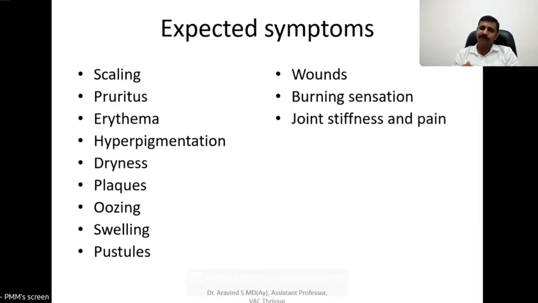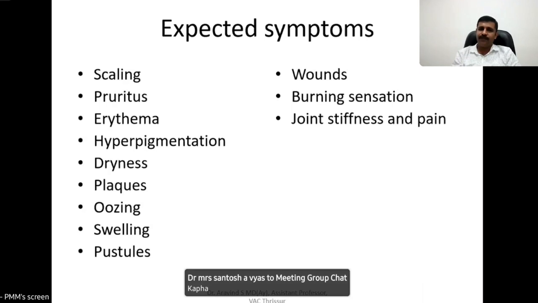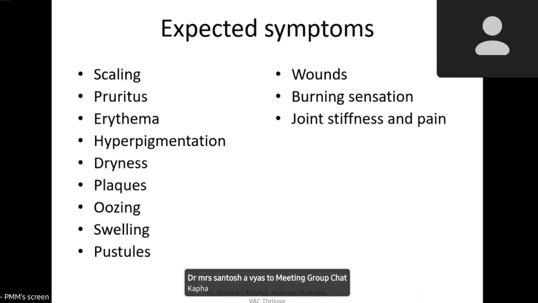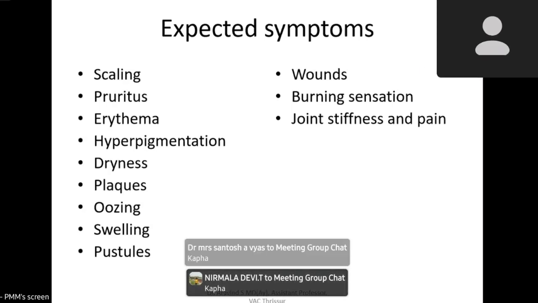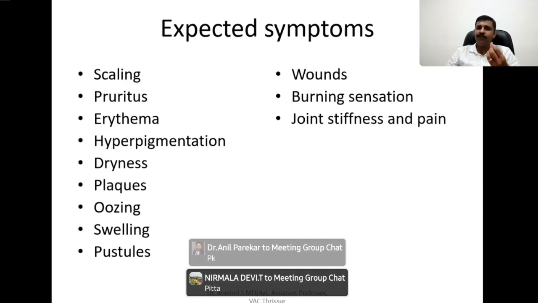Now, next is swelling. Swelling will be due to? Kapha. Yes, exactly. Kapha dosha. Now, next is pustules. If there is a pustule, then Pitta Kapha. Exactly, Pitta, and associated with that, Kapha will be present. Okay. Now, coming to the wounds, sometimes joints will be affected with the wounds.